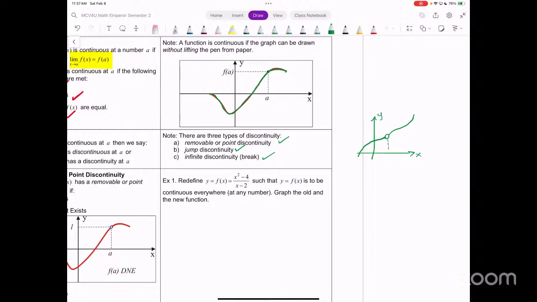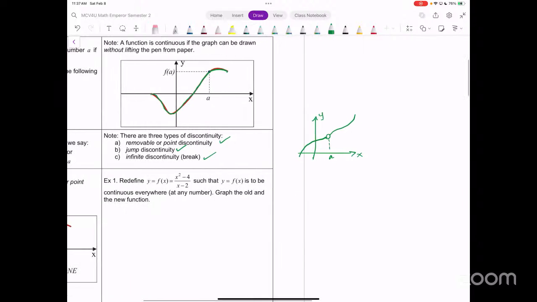Now let me ask you guys a question. This is a. It is not defined at a, you can see, right? The graph goes like that. In a removable discontinuity, what do you think the limit as x approaches a is going to be? Do you think this exists or does not exist? Let's ask Varun. Here's a picture. What do you think about the limit as x approaches a? Does it exist or not exist?